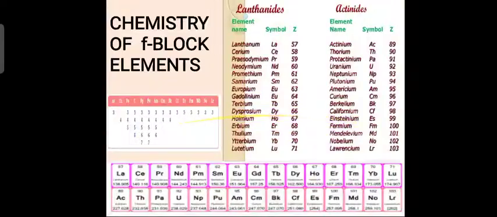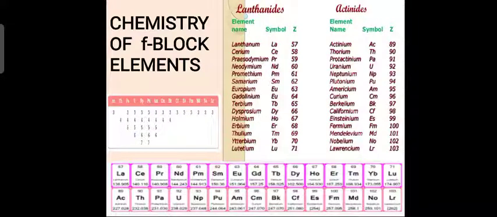Next slide. Chemistry of f block elements. So far we have been discussing the chemistry of d block elements. Now we shall discuss f block elements. Which are called f block elements? Lanthanides and actinides. These are called f block elements because the differentiating electron or valence electron enters into the f orbital. There are 2 series of f block elements, the 4f series and the 5f series.